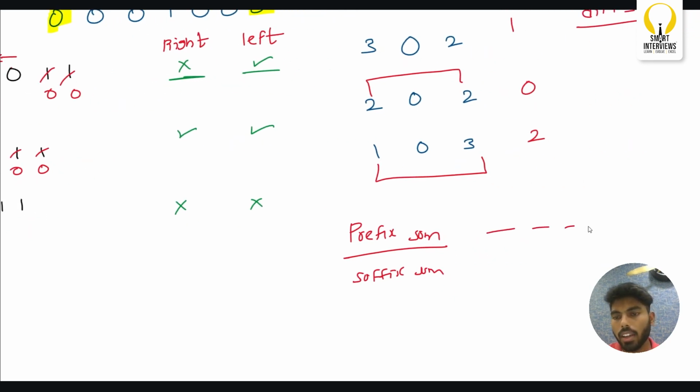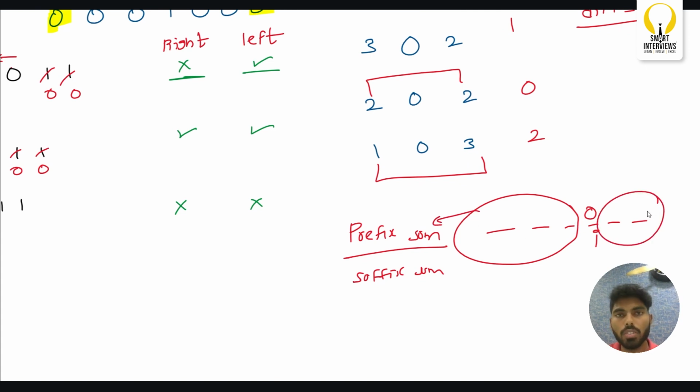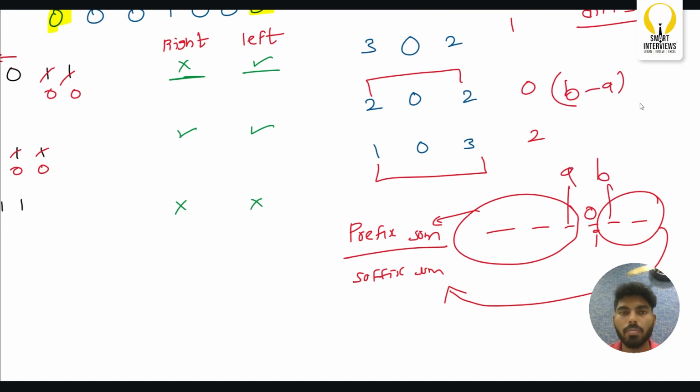Because at any index, if this is 0, you need to know how many floors of buildings are present on the left side. You can get that using prefix sum. And how many floors of buildings you have on the right side, you can get that using suffix sum. If you call this A and if you call this B, you can simply do B minus A. Right? If B minus A is less than or equal to 1, then you will simply increment count by 1. Right? But is it only count by 1?